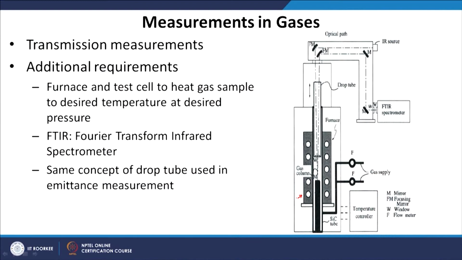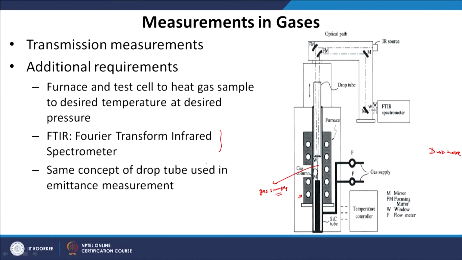Now, we need to measure the properties of gas at various temperatures, so we need a furnace. In this case we have a furnace in which we have a gas sample. This is the gas sample here. Now, the same drop tube type setup is used. When the drop tube is up, the radiation coming out is equivalent to black body. When the drop tube is down, the radiation coming out of the gas chamber is basically the transmitted radiation. So, the ratio gives you the transmissivity.